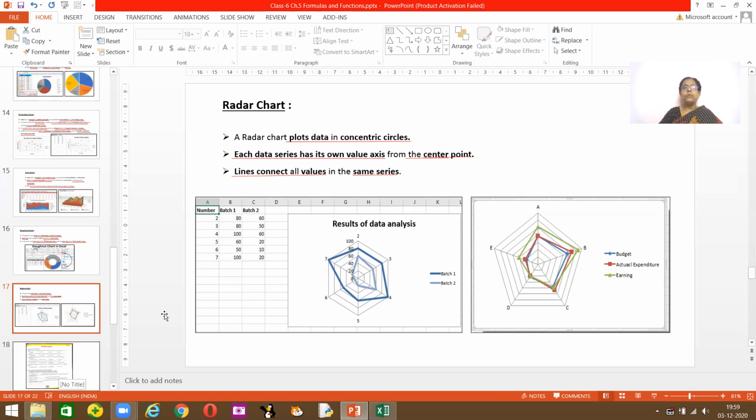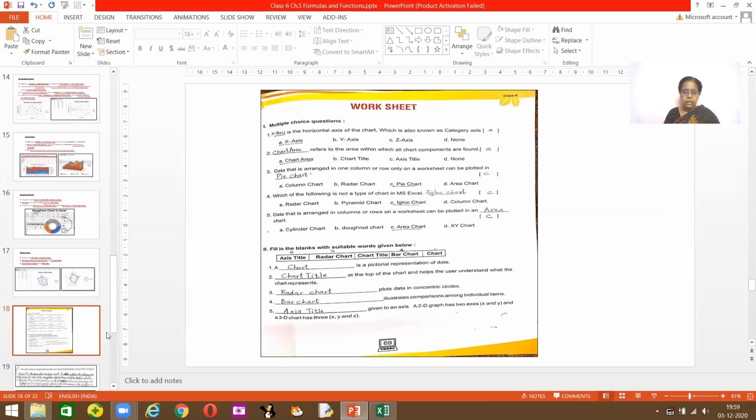Now, before we do your worksheets, this is your worksheet, multiple choice questions. Go through the question: which axis is known as the category axis? It's the x-axis. And dash refers to the area within all the chart components. It is the chart area. Data that is arranged in columns or rows only on the worksheet to plot is a pie chart. Pie charts are done like that. I told you it gives you the percentages in a percentage system.